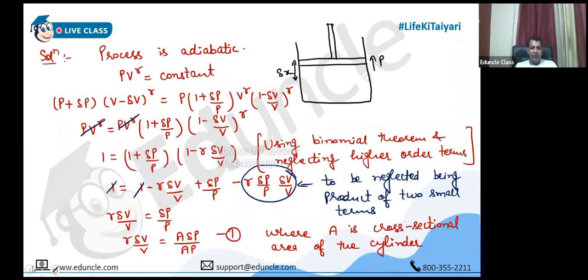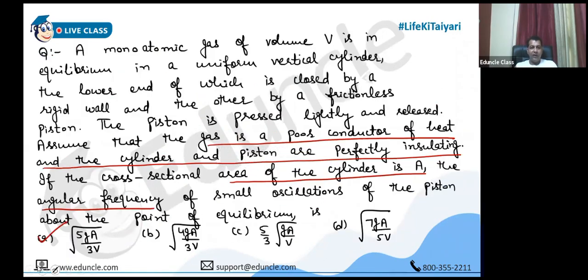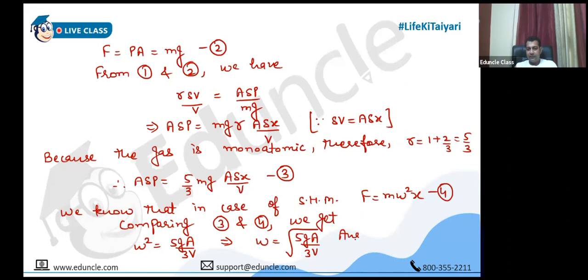We need to calculate angular frequency or frequency? Angular. So A option is the answer. Please check. If they ask about frequency, then you need to divide this omega by a factor of 2 pi. That will be the answer. Everyone, please check.